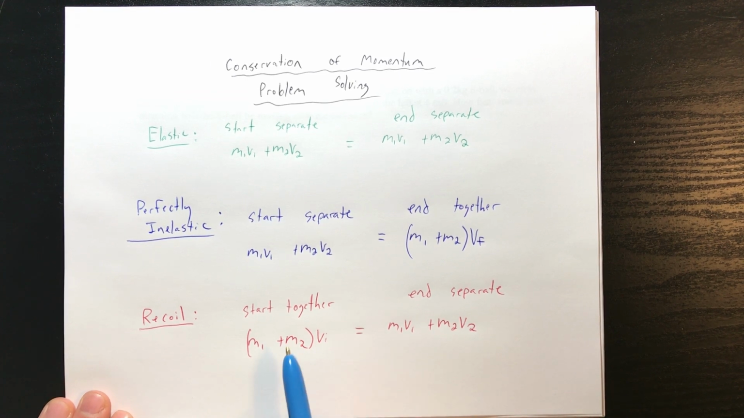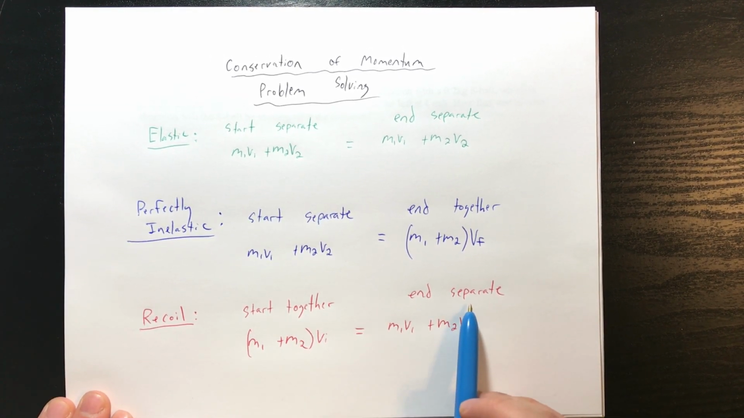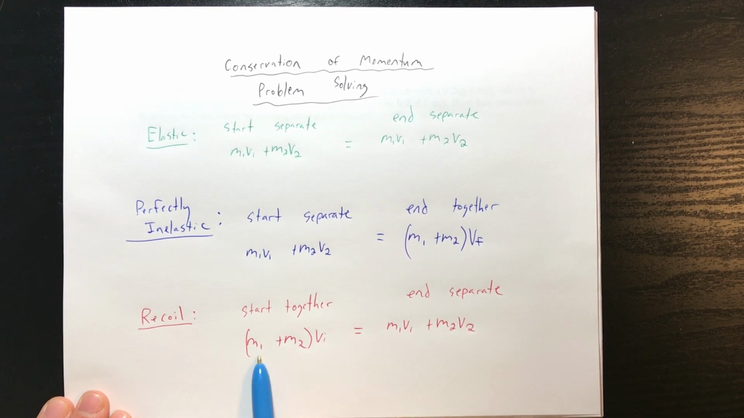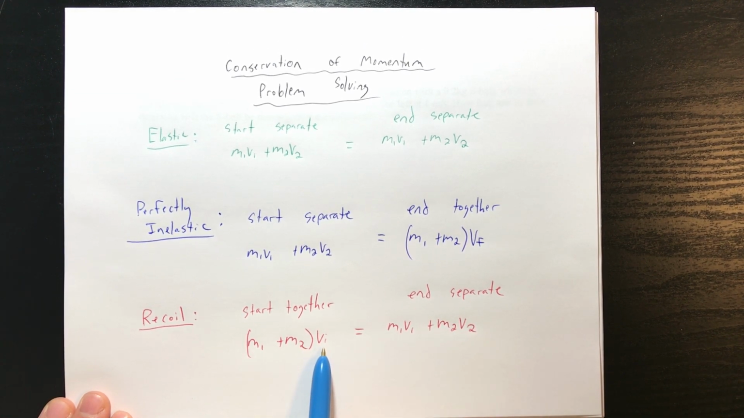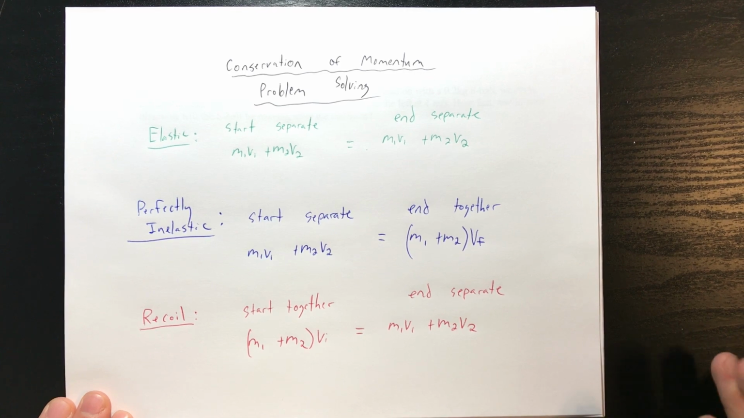Last but not least, here we have recoil, which is where they start together and then end separate. So they share some initial velocity, but at the end of this type of collision, which is often an explosion or a firing of a weapon, they have their own final velocities. So we have m1v1 plus m2v2.